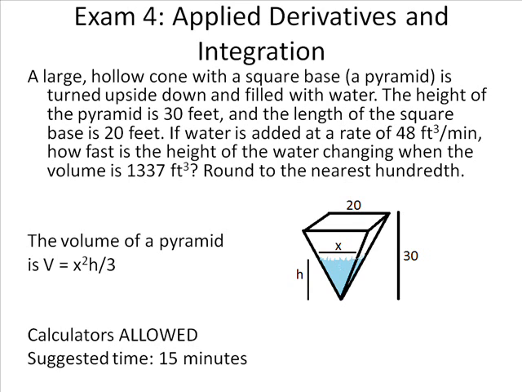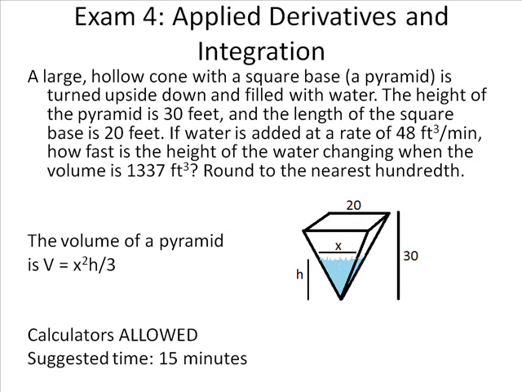So, like I mentioned, it's hollow. We're adding water to it at a rate of 48 cubic feet per minute. So we know how much water we're adding, but how fast is the height of the water changing when we have 1,337 cubic feet of water? Yes, it's leet feet. I tried to be cute. Nobody called me out on it. I was kind of surprised on that.